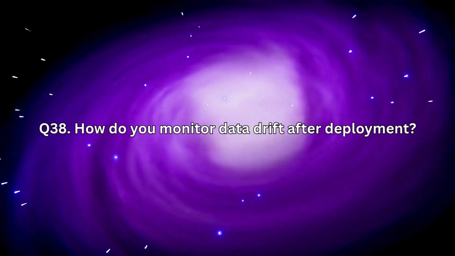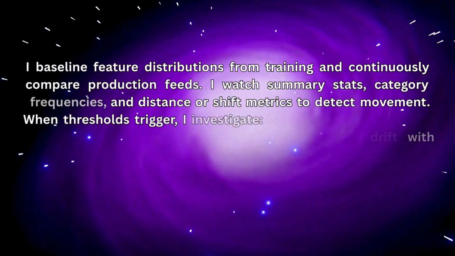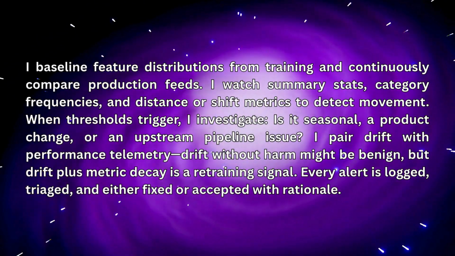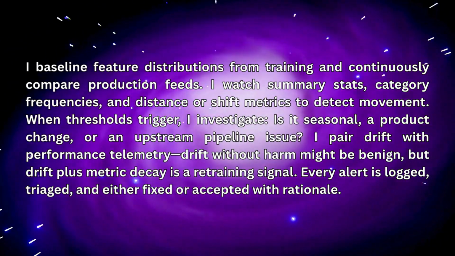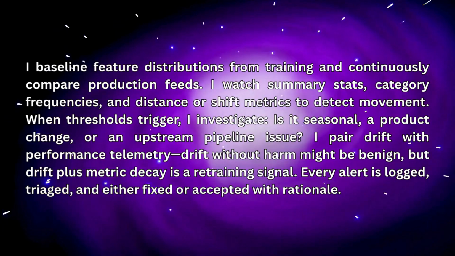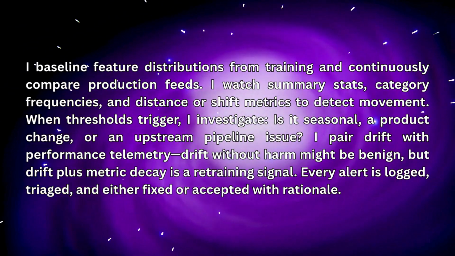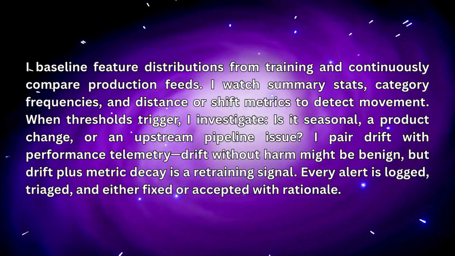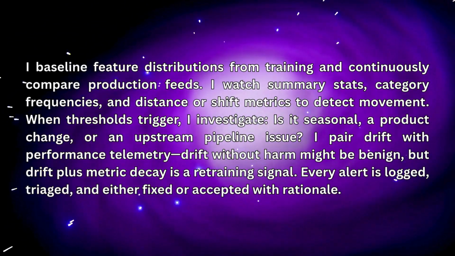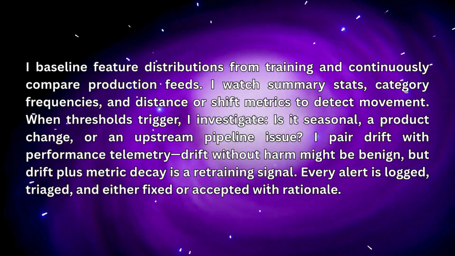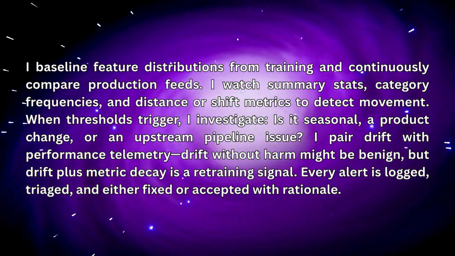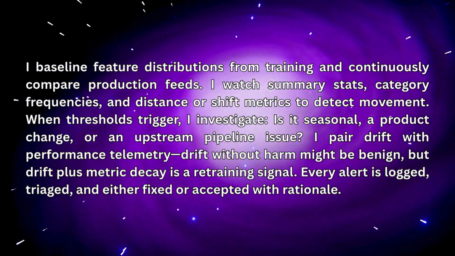How do you monitor data drift after deployment? I baseline feature distributions from training and continuously compare production feeds. I watch summary stats, category frequencies, and distance or shift metrics to detect movement. When thresholds trigger, I investigate. Is it seasonal, a product change, or an upstream pipeline issue? I pair drift with performance telemetry. Drift without harm might be benign, but drift plus metric decay is a retraining signal. Every alert is logged, triaged, and either fixed or accepted with rationale.